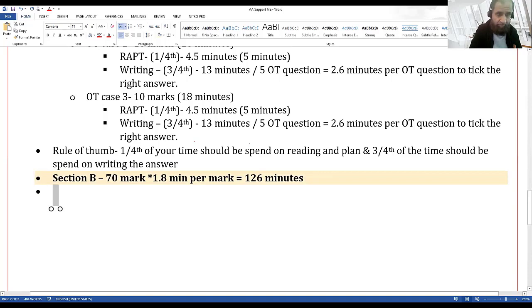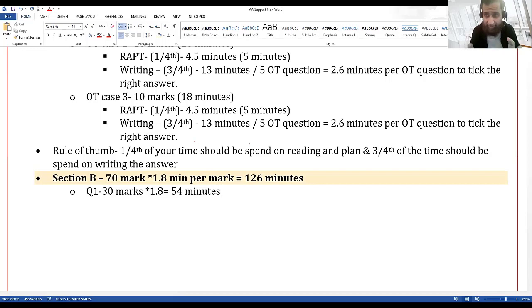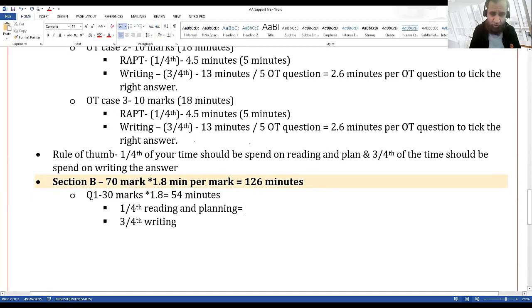You have a question number one worth 30 marks. 30 marks multiplied by 1.8 is equal to 54 minutes. This is the total time. Now you break the total time, right? 1/4 is the reading and planning, and 3/4 is the writing. So how much is 1/4 of the 54 minutes? What is 1/4 of the 54 minutes?